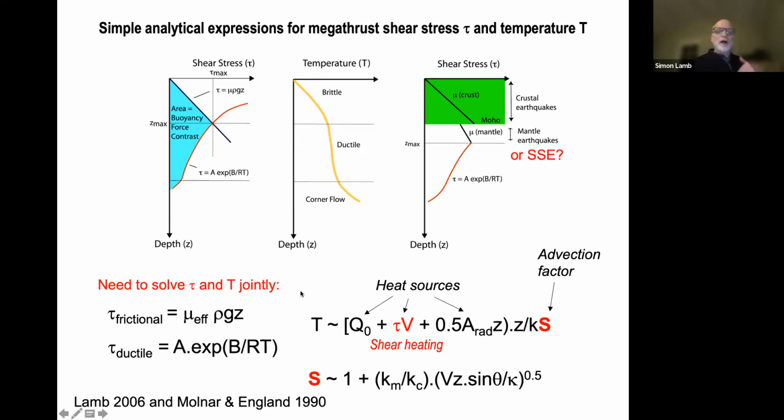So to actually calculate that, you have to calculate the stresses and the temperature jointly. So it's a slightly more elaborate calculation, but there are analytical expressions for what the temperature might be, depending on the heat sources, like this would be from the subducted slab, the shear heating, and whether there's any radioactivity generating heat, and also the rate of subduction actually takes heat down.